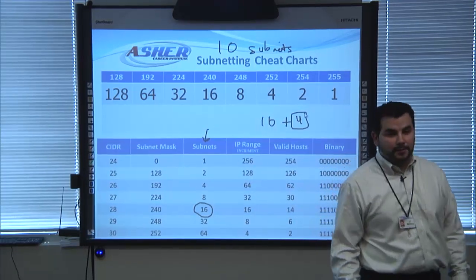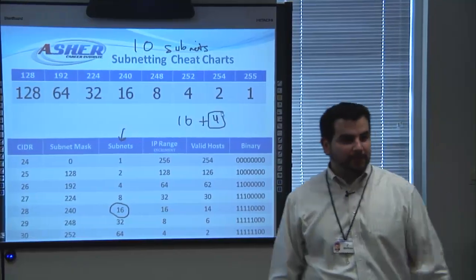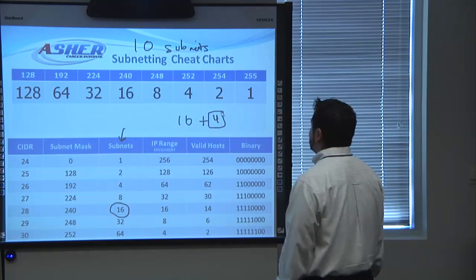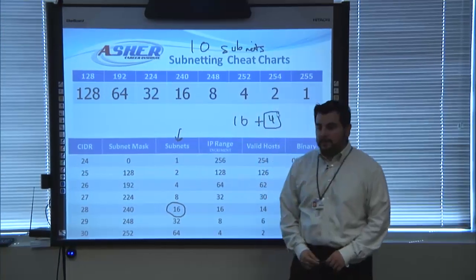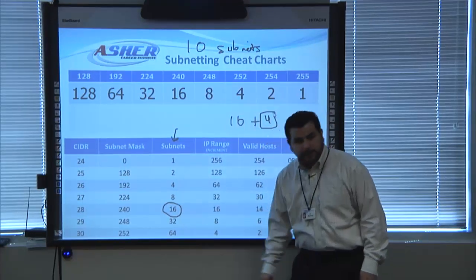That's what you tell your boss. Like, I'm going to give you 4 extra to grow. That way we're ready for when we start opening new branches. Okay? So even though my requirement was 10, you're going to have to go all the way to 16 because there's no way I can get only 10 subnets.